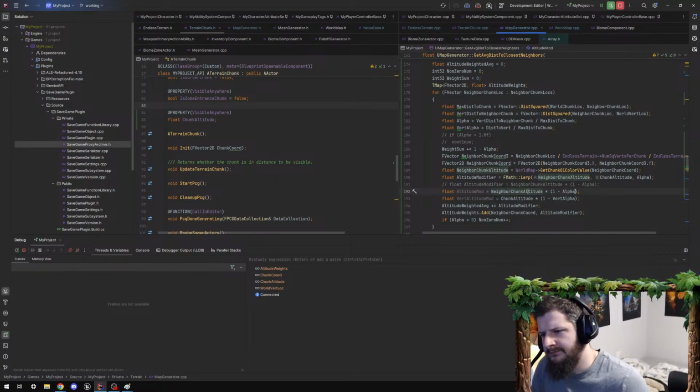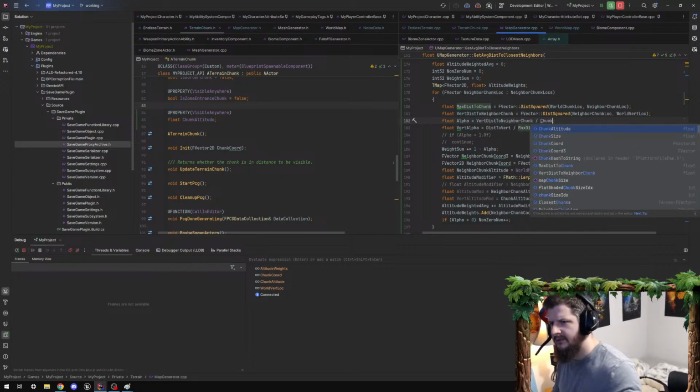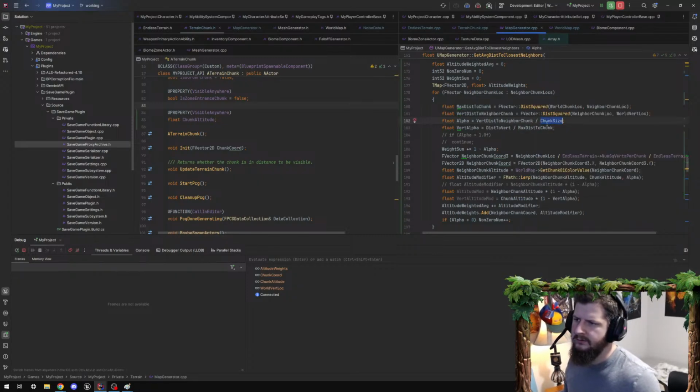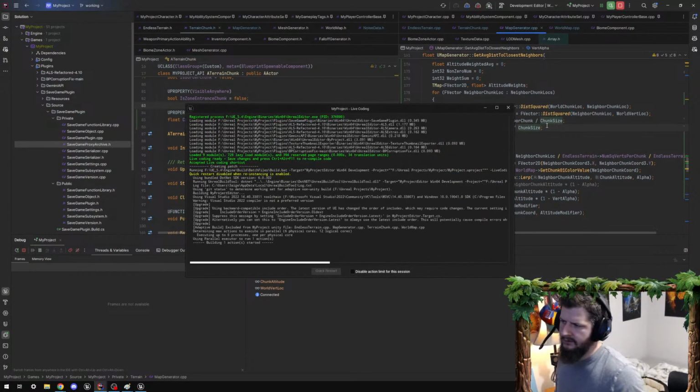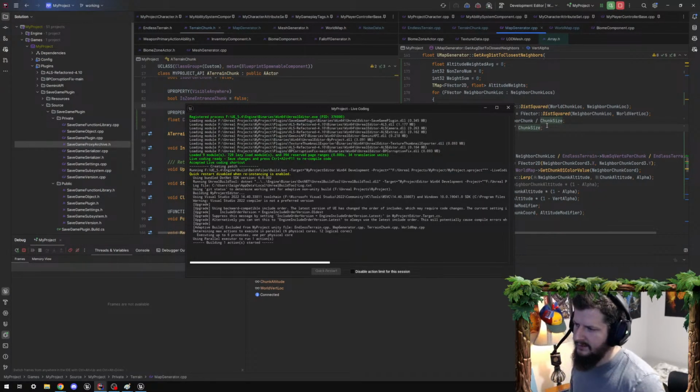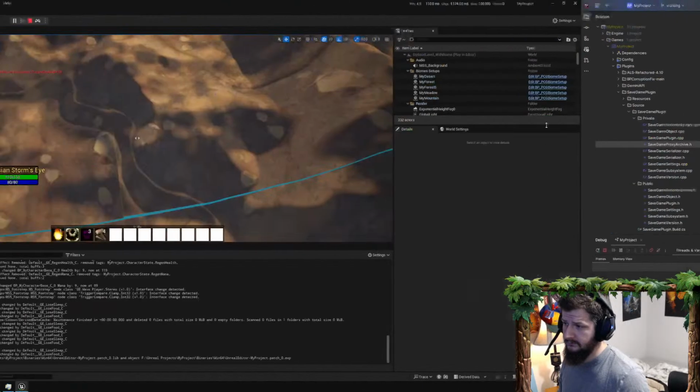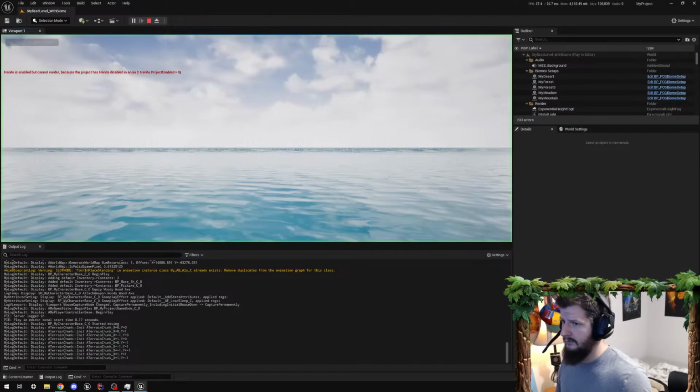Okay, and so we take the 1 minus of this alpha, which is the distance to neighbor chunk divided by max dist to chunk. And let me change this to chunk size real quick, because I think that's what I was doing that at least got the sides to match up somewhat. Okay, so let's rerun that real quick.